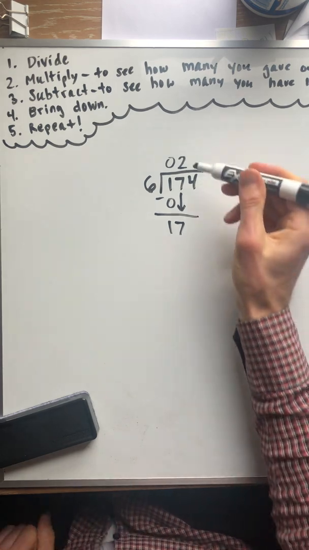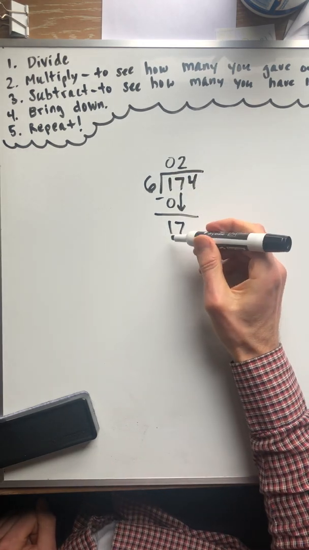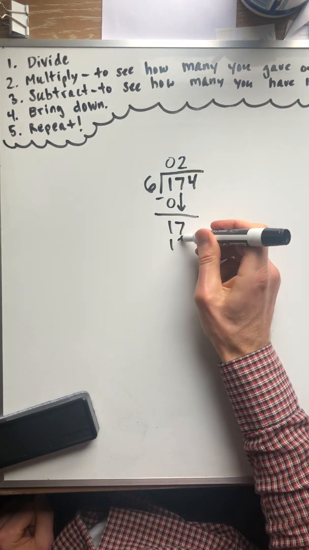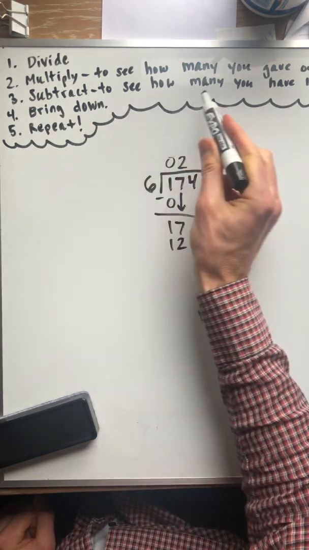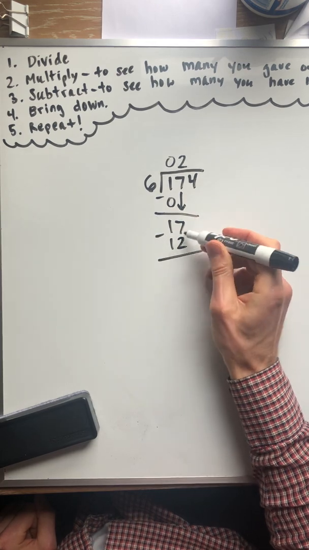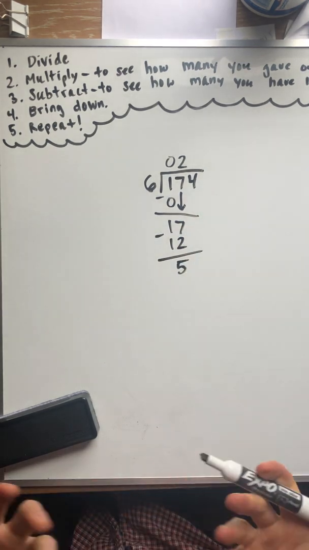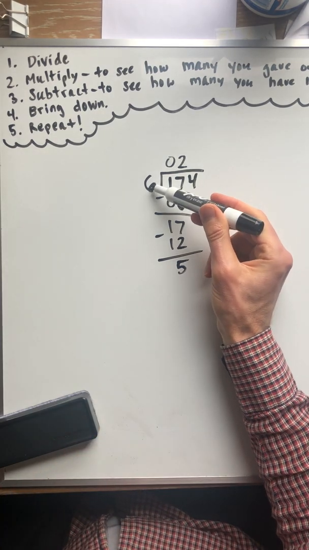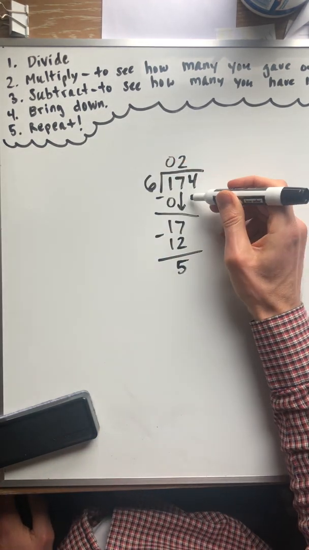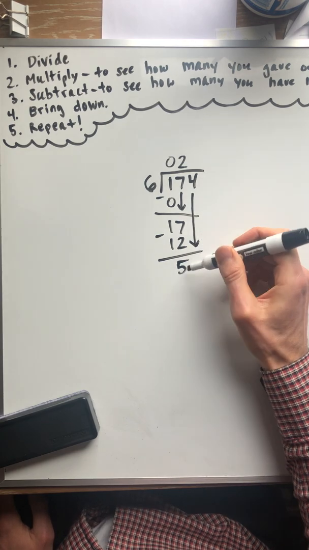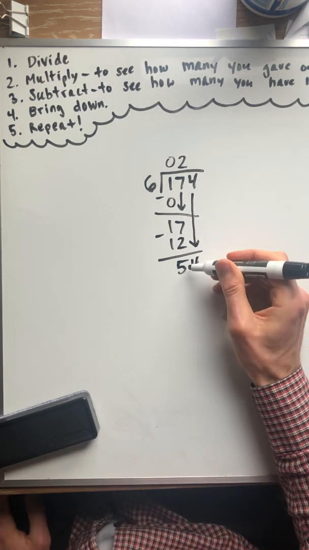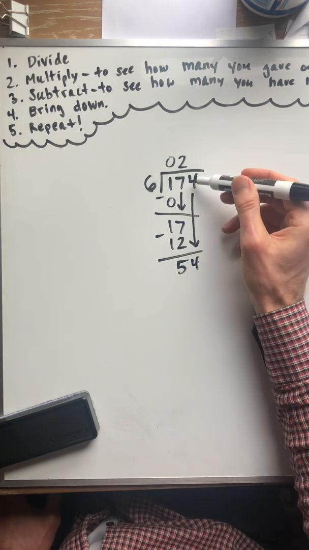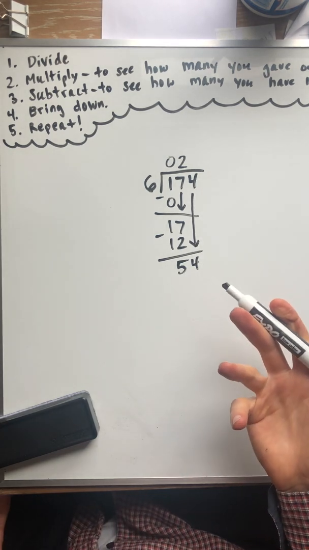$10 bills. What's 2 times 6? Multiply to see how many you gave out. Well, I just gave out 12. Subtract to see how many you have left. Oh, I've got 5 left. So you've still got 5 left, but you weren't able to give them out because you've got to give out 1 to each person. There's 6 people. Now you bring down. And now you take those 5 10s to the bank, and get 50 ones. You've got 54 ones. How many ones does each person get?